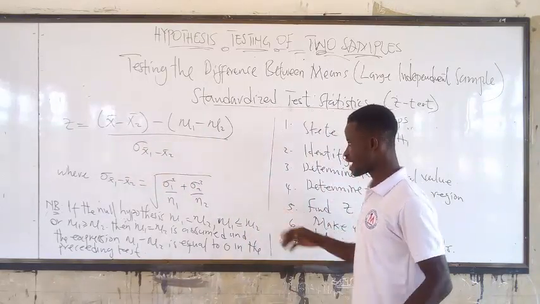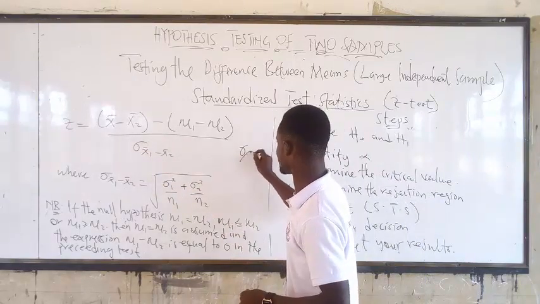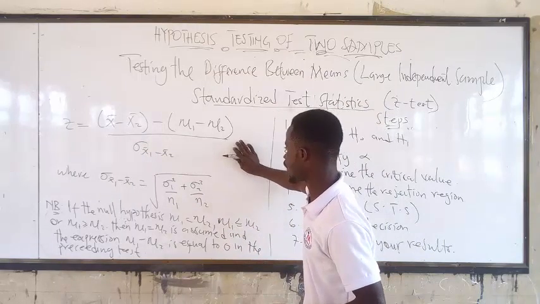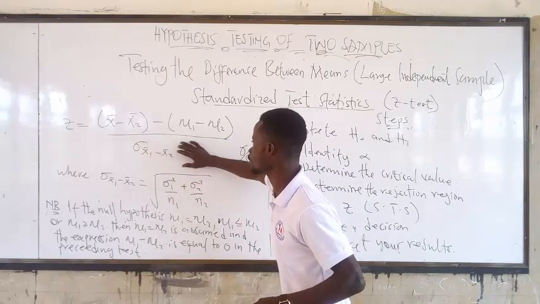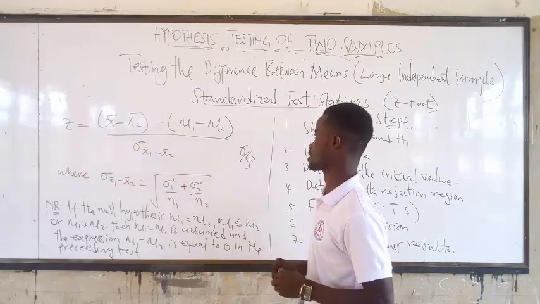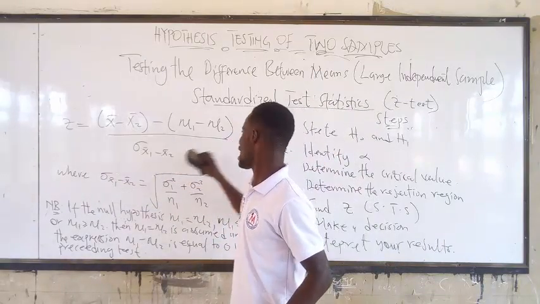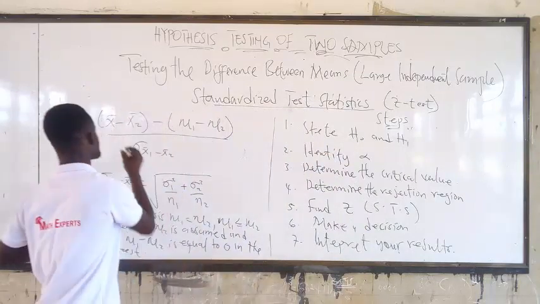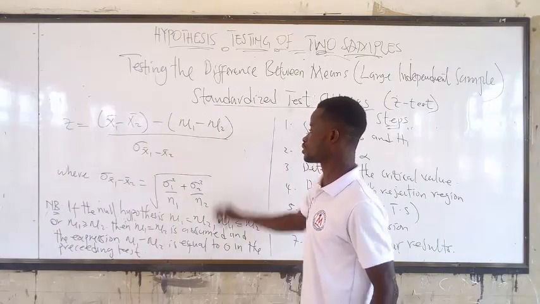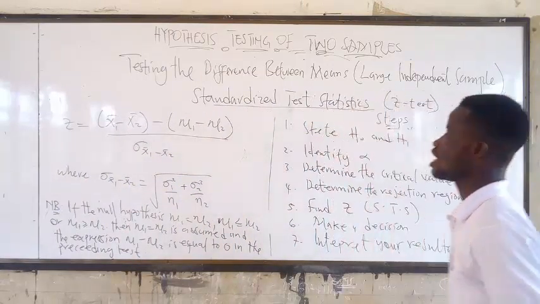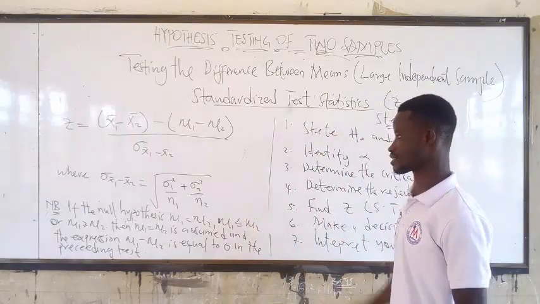Good. But here, that one is now transformed to this. So everything in the denominator here is going to be this. And here we will not maintain x bar, but it's going to be x bar 1 minus x bar 2, since we are dealing with a two sample. Same thing here. And here it is not the test statistic, it's the standardized test statistic.